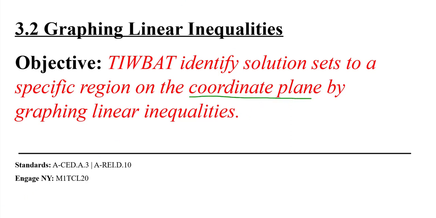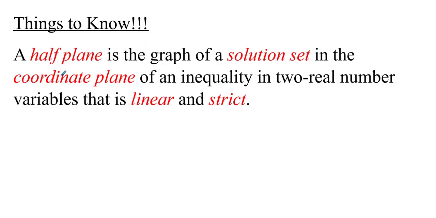Okay, so we have our things to know section. We got this term, it's called a half plane. This is the graph of a solution set in a coordinate plane of an inequality in two real number variables that is linear and strict. What this means is we're going to have a specific region that covers the vast amount of solution sets to our inequality. And remember, a solution set to an inequality means that we are making a true statement.